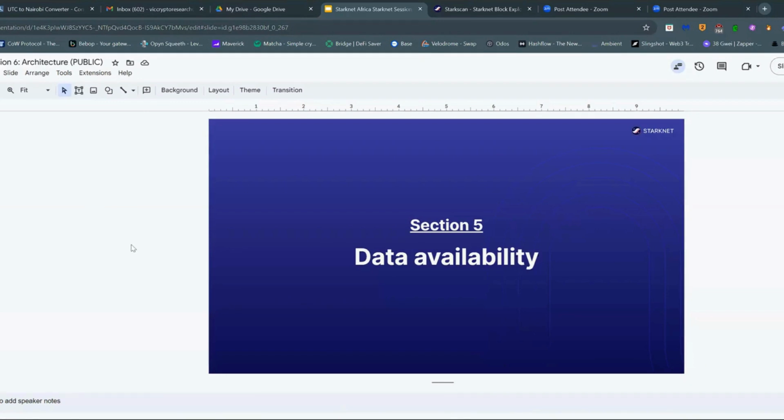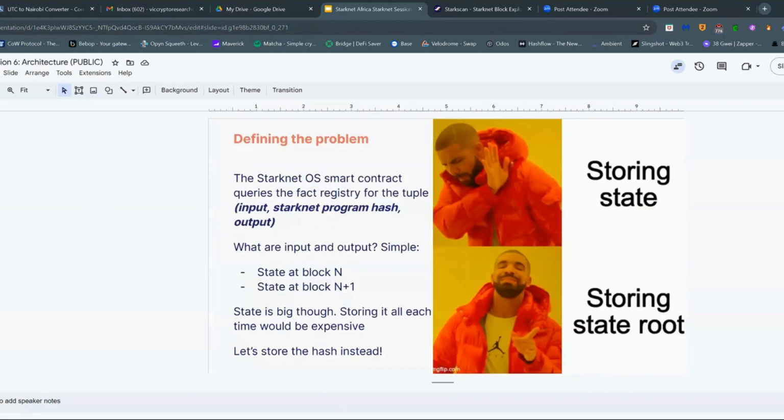Okay, so let's go to the next section, which is data availability. The state that is maintained on Starknet has to be stored somewhere. And I think it's a general consensus that Ethereum and Bitcoin have the strongest security in the space. So you can't compare it with other blockchains like Solana or maybe Polygon. So the state on Starknet is stored on Ethereum.